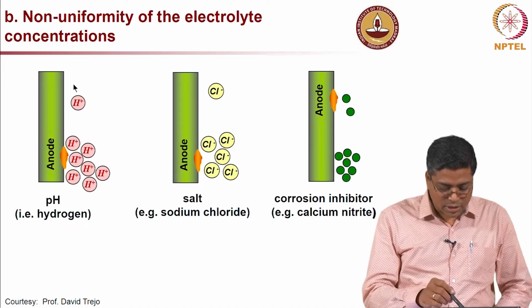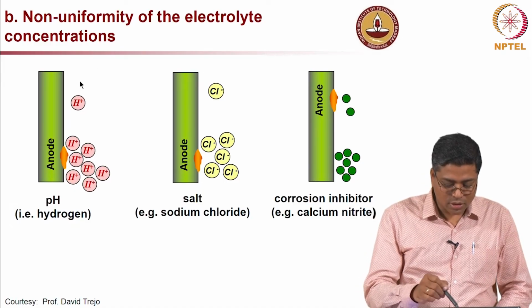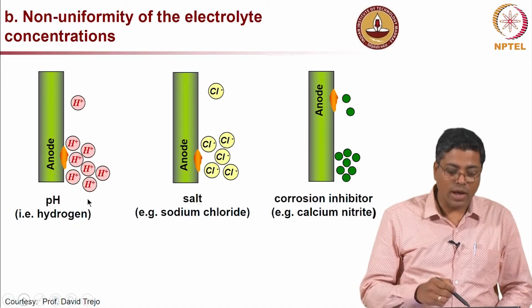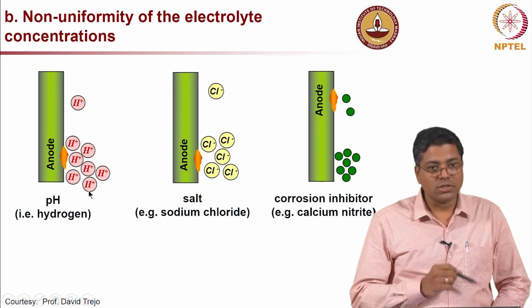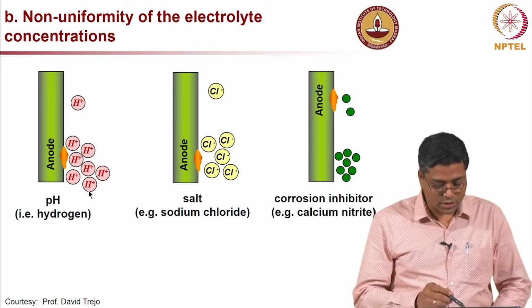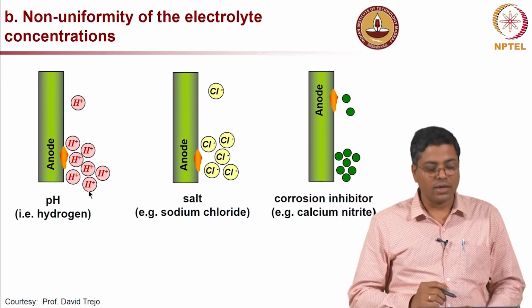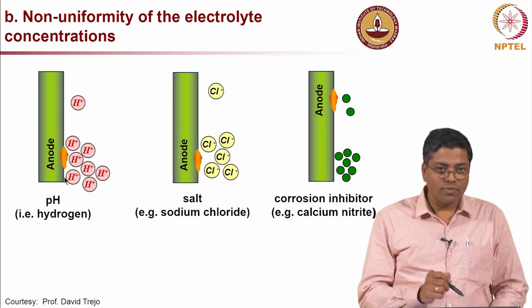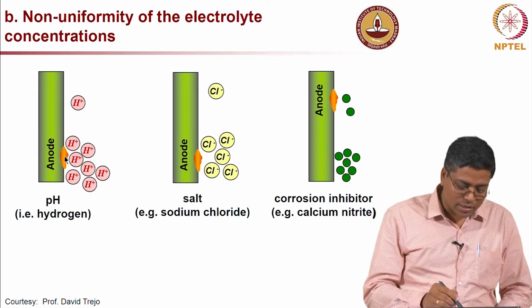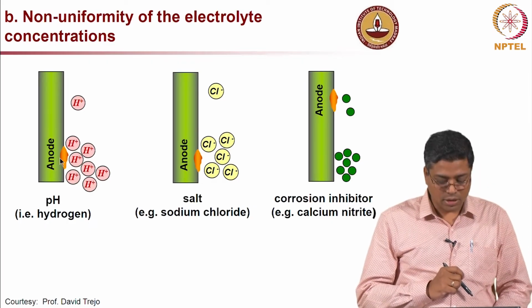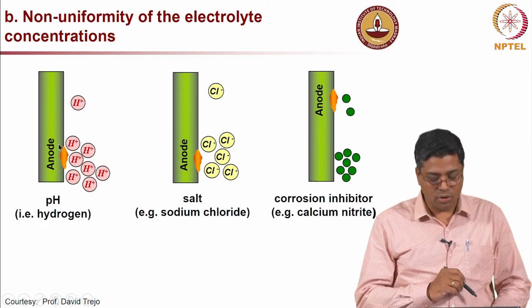So, imagine you have some region which is more acidic and some region which is less acidic, or more alkaline. If you have a difference in this alkalinity, the region with lower alkalinity will actually start corroding, or it will function like an anode.